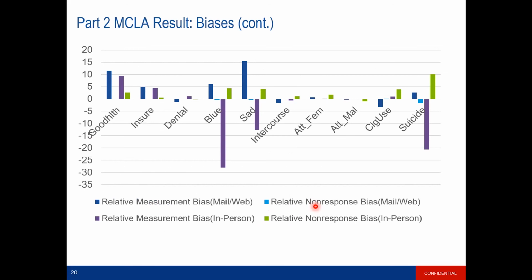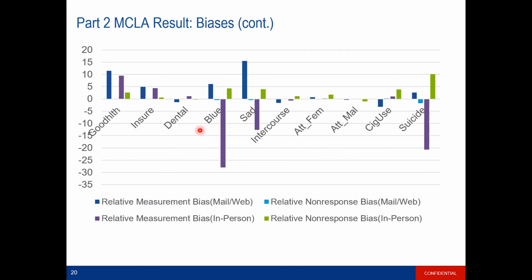And so what you can see here is we are showing for different items, we are showing the relative measurement bias for both mixed mode and in-person mode, and also relative non-response bias for the mixed mode and in-person mode. Okay, so here, let's just see what are the significant biases that we are seeing from this chart.